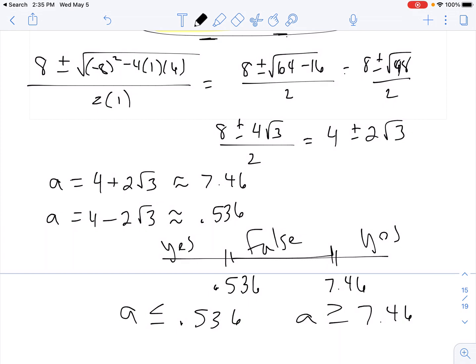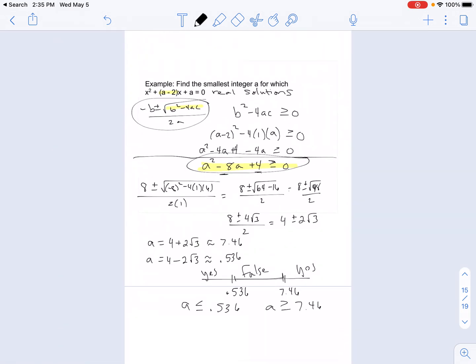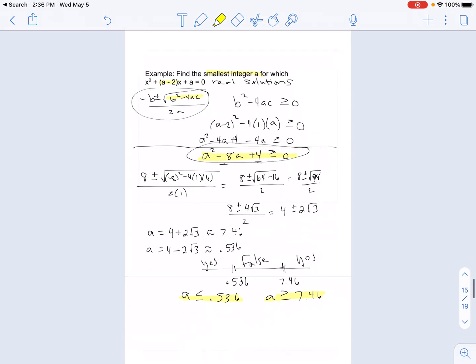If I go back to the original question, it says find the smallest integer. So what is the smallest integer that could work? Well, I can't use 0.53, and 1 doesn't work, so that doesn't work, and 0.53 is not an integer. So the smallest integer would be 8. 8 is the smallest integer, so A equals 8.